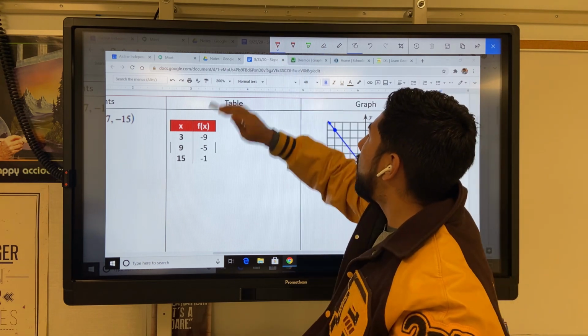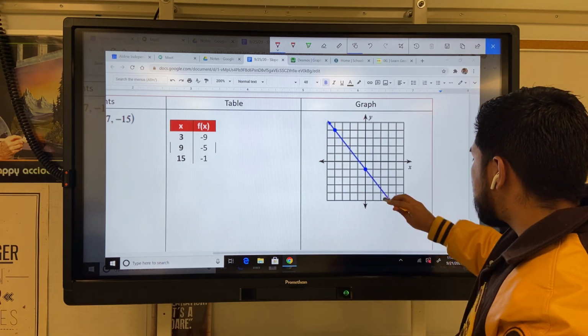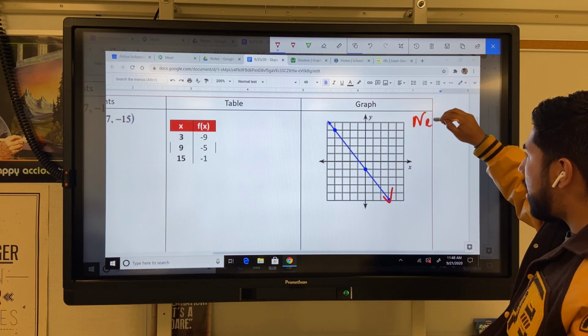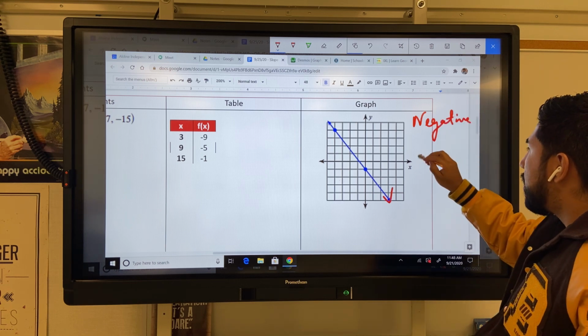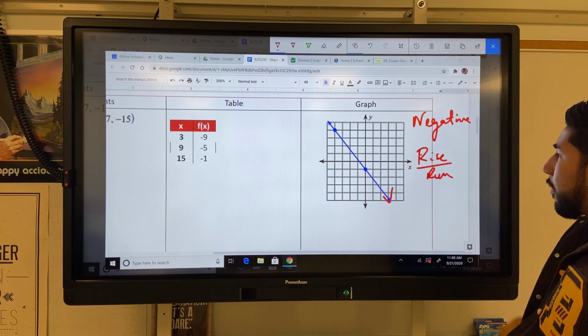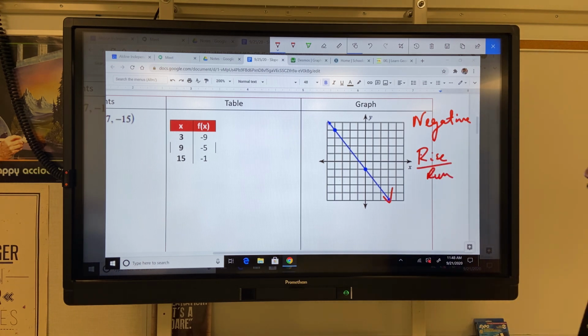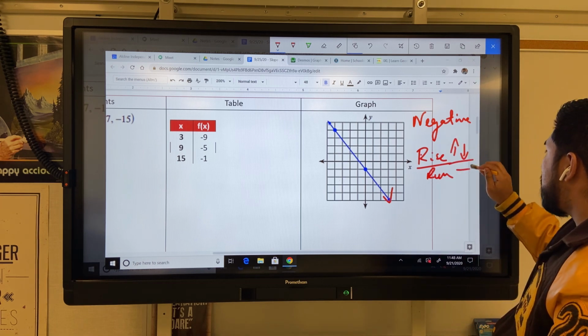how am I going to know what to do? First, I analyze what type of slope this is. It's going down, so either way, I know it's negative. Next, I'm going to do the rise over run. Might have heard about this already. Rise over run, it's either you go up or down and then to the right.